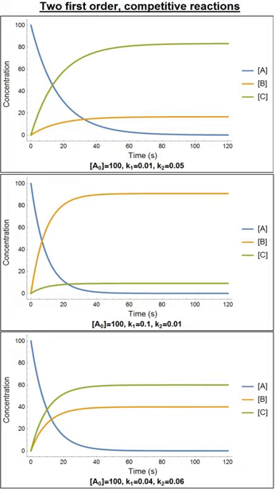CH3COOCH3 + H2O → CH3COOH + CH3OH. Hydrolysis of sucrose in acid solution is often cited as a first-order reaction with rate r.